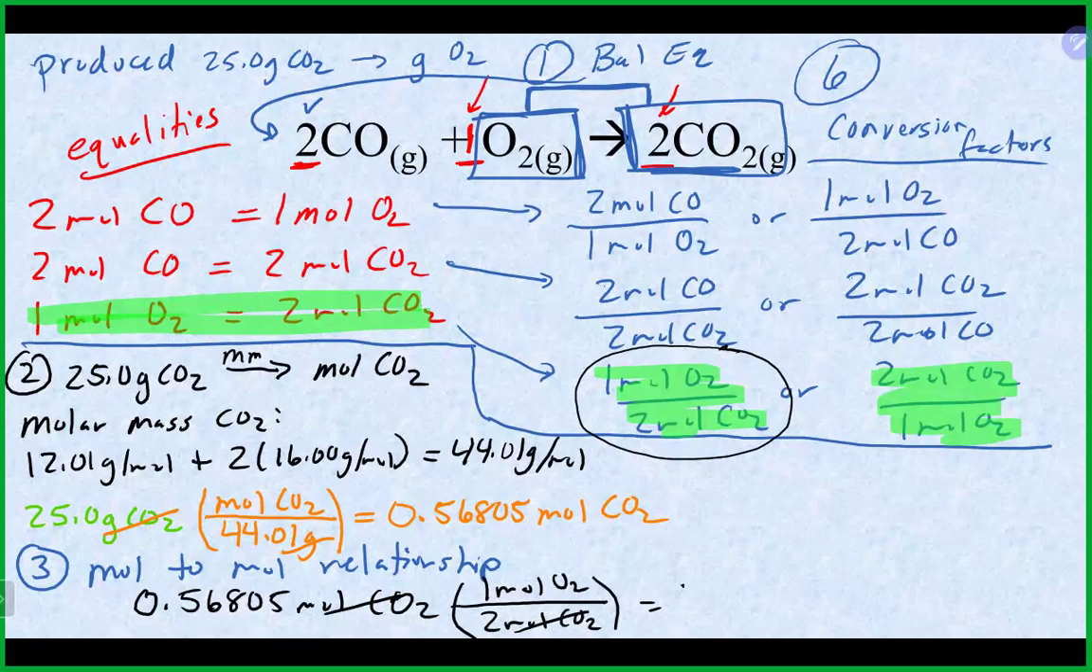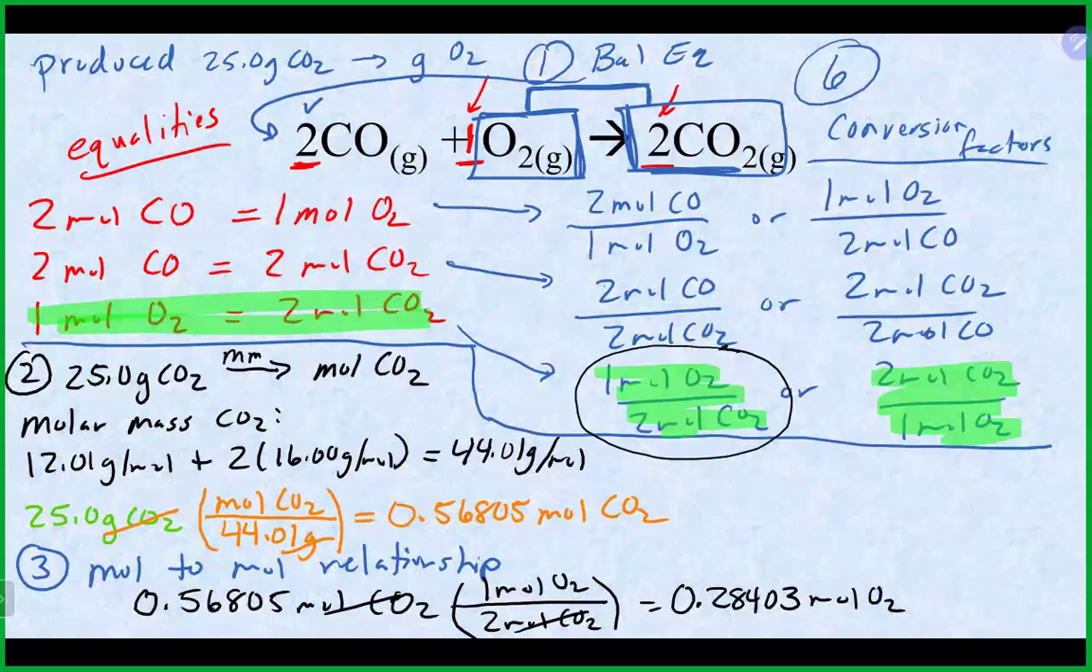And that's going to give me 0.28403 moles of O2. So that was the stoichiometry part. I basically used the mole-to-mole relationship. And as you can see in this particular problem, I just used one of the 6, right? I didn't need to use them all. Just the one that I needed is the one that I used.